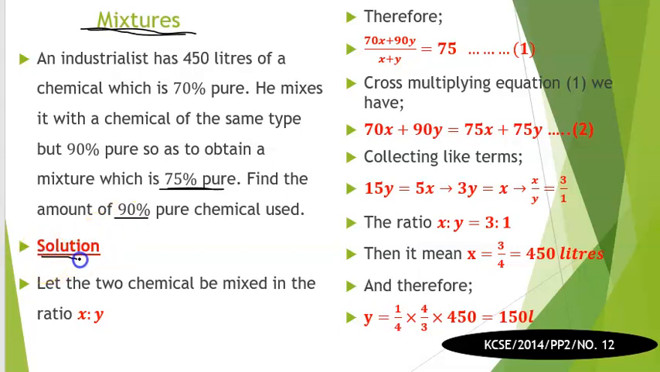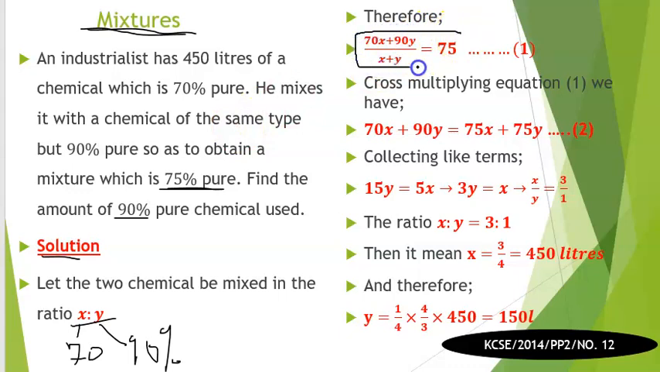Now to work out this question, we are going to let the 70% and 90% concentrations be mixed in the ratio of x is to y. So x is going to represent the 70% pure concentration and y is going to represent the 90% pure. Therefore, I'm going to use the approach of the ratios.